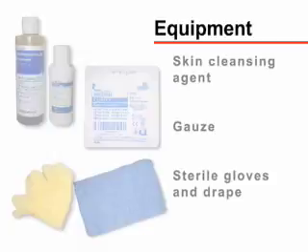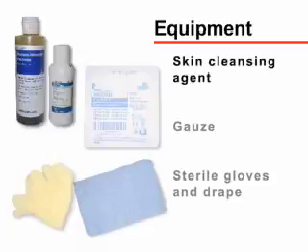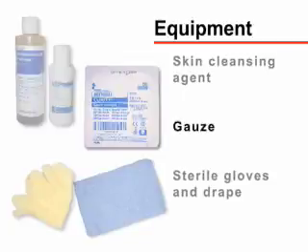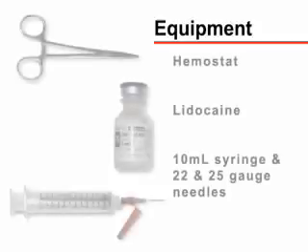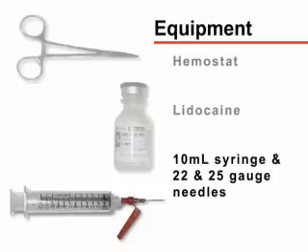For sterile preparation of the site and administration of anesthesia, you will need a skin cleansing agent, sterile gauze, sterile gloves, a sterile drape, a hemostat, which is optional, 1 or 2% lidocaine, and a 10 milliliter syringe with a 22 to 25 gauge needle.